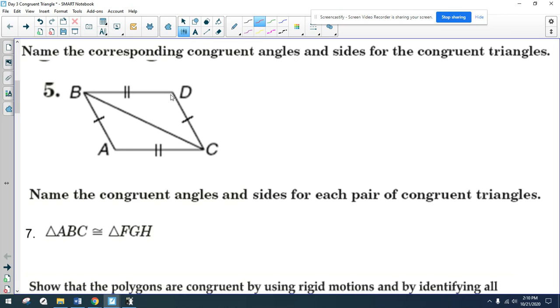So what we did was segment BD and AC were congruent, segment DC and BA were congruent, and segment BC was congruent to segment BC. And then you put D and A equal as the angles. And this one you had to use 3 letters. So we had to do DBC and then BCA for those.